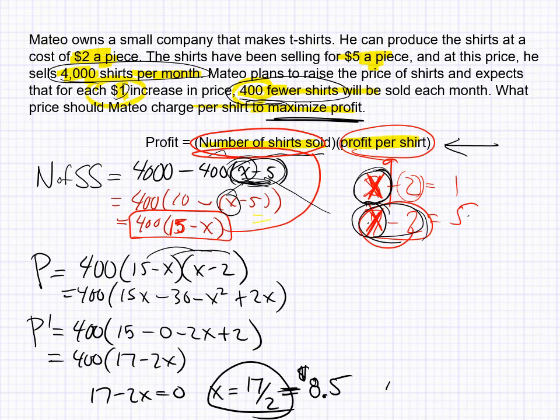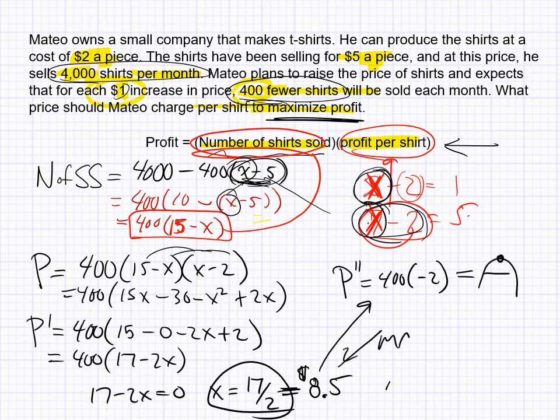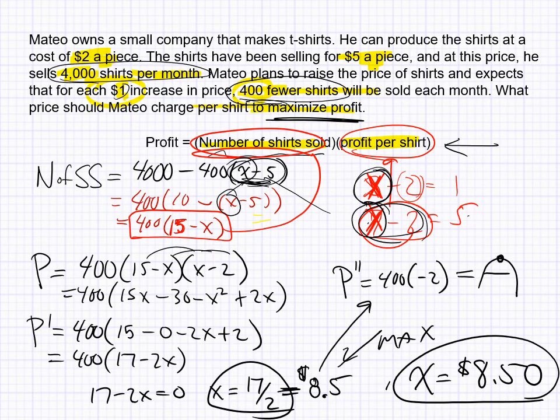We can check that by looking at the first or second derivative. I'm again going to go to the second derivative. The second derivative of this function would simply be 400 times negative 2. If I take this and plug it into the second derivative, there are no x's in there, so this is always negative. If it's always negative, I'm always going to be concave down, which by default would make this a maximum. So the selling price of $8.50 is basically my sweet spot.